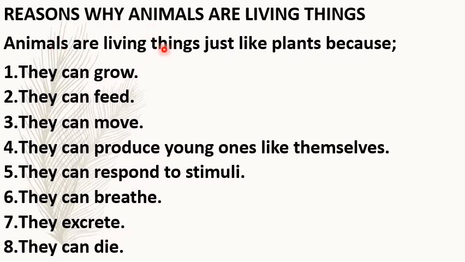Good. From that, we are going to see the reasons why we say that animals are living things. When we say animals are living things, just like plants, we mean that these animals can grow, that they can feed, that they can move, that they can produce young ones like themselves, that they can respond to stimuli, that they can breathe, that they can excrete, and they can die. Read after me. Number 1, they can grow. Number 2, they can feed. Number 3, they can move. Number 4, they can produce young ones like themselves. Number 5, they can respond to stimuli. Number 6, they can breathe. 7, they excrete. 8, they can die.